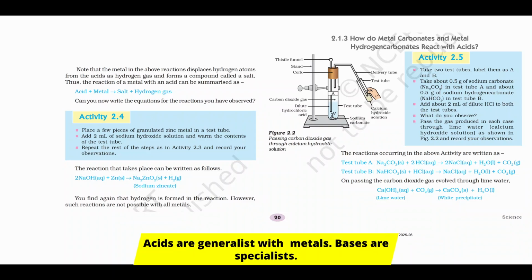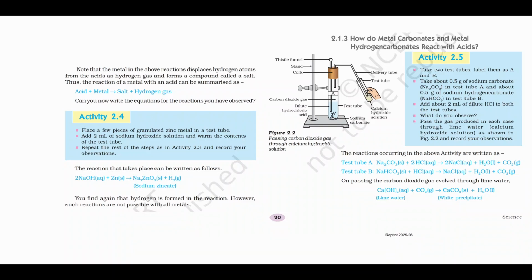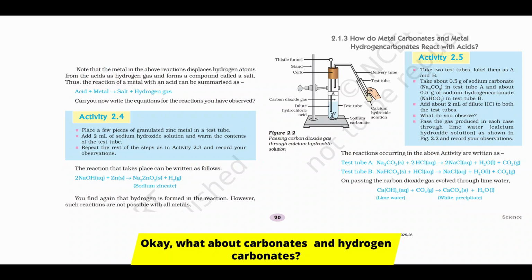Got it. Acids are generalists with metals, bases are specialists. That's a really important difference. Okay, what about carbonates and hydrogen carbonates? Things like washing soda, baking soda, limestone, they're everywhere. How do acids react with them?